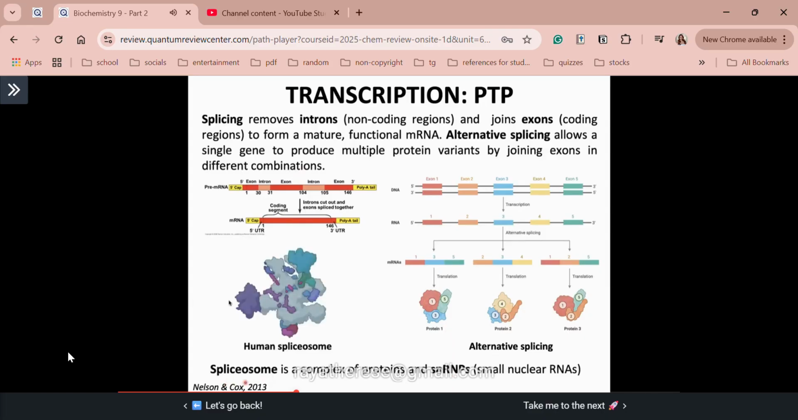Again, your spliceosome is a complex of proteins, as you can see here, with your small nuclear RNAs or the snRNPs. So again, your snRNPs guide the activity of your spliceosome. All right, so that's it for mRNA. Of course, we have an additional post-transcriptional processing for your rRNA and tRNA.